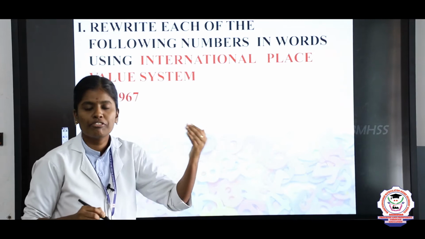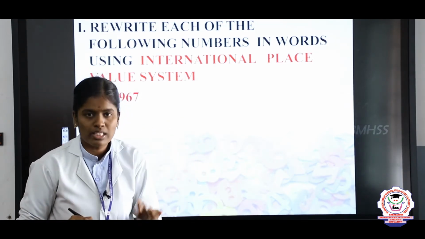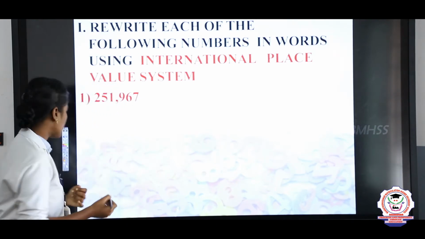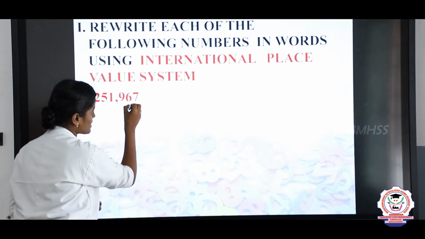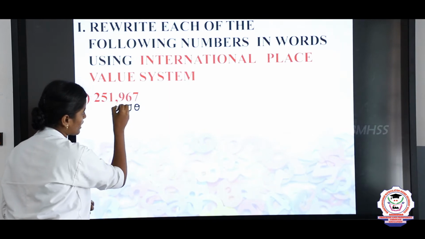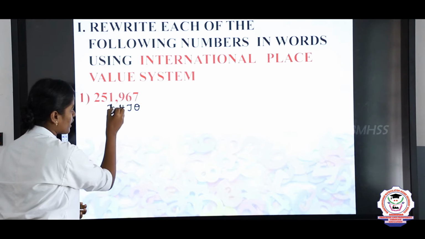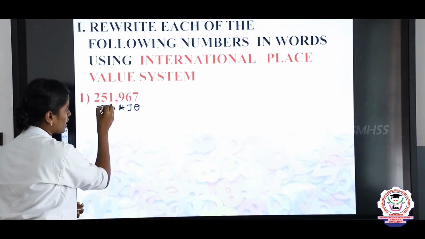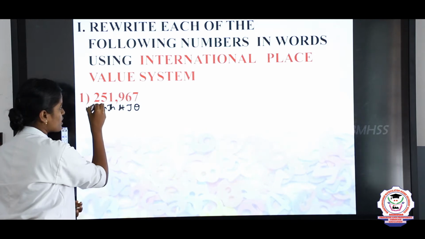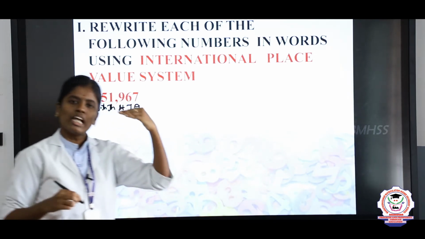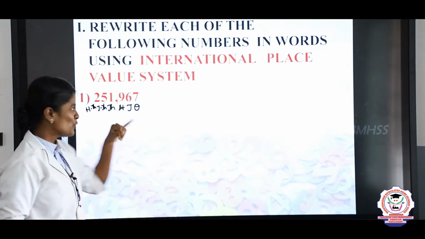The number is 251,967. First you are going to write the place values. What is the first place value? The first place value is ones, tens, hundreds, and the next place value is 1000, 10,000 and finally 100,000. Now you take the numbers and place values, then you can write the number name.